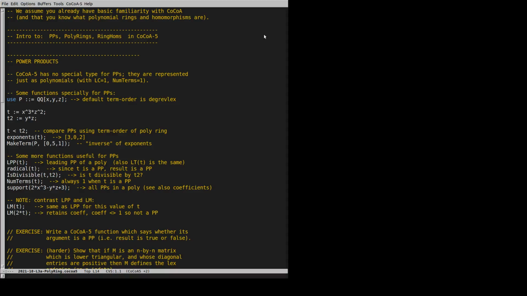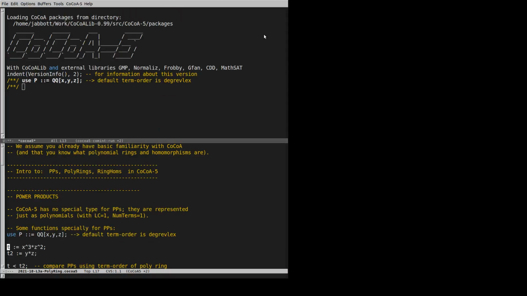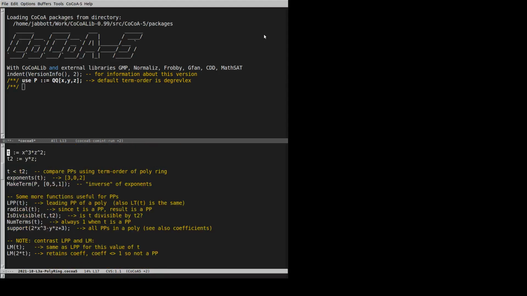So let's have a look at some functions especially to do with power products, especially for them or producing them and so on. So we'll actually start with a particular example. So we'll start with this polynomial ring here. So I'll send that to CoCoA. Right, now down here at the bottom. So I'm going to define, well, two polynomials, t and t2. Now in fact these are power products because, as we just seen, they have leading coefficient 1, they have exactly one term in them. So we send those two over.